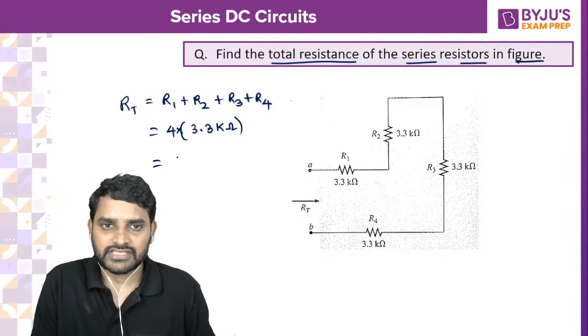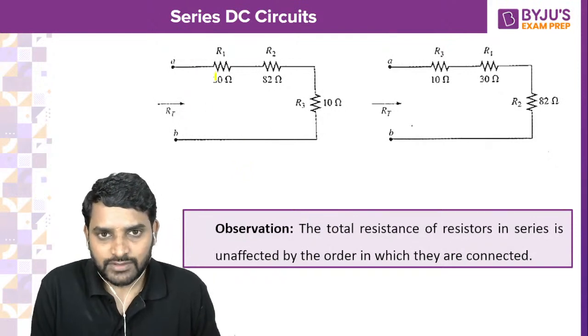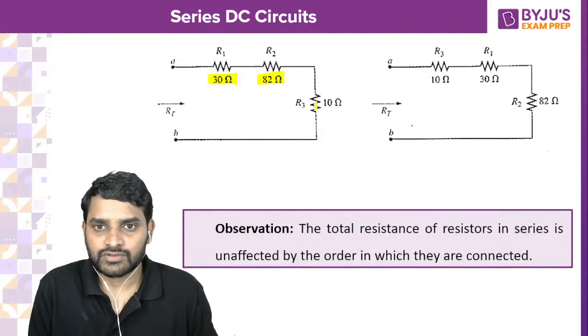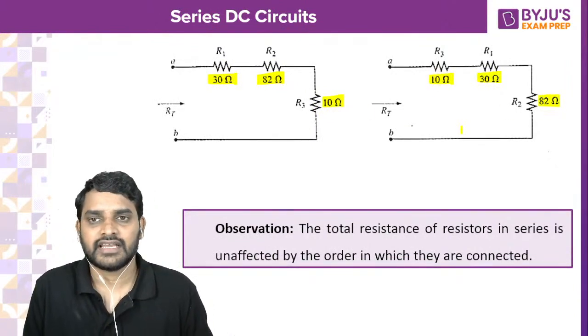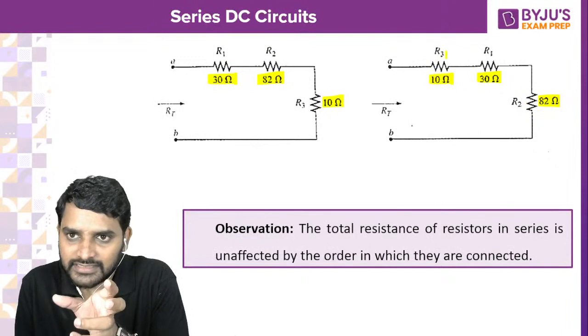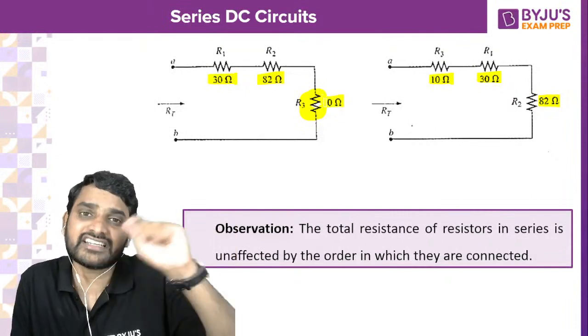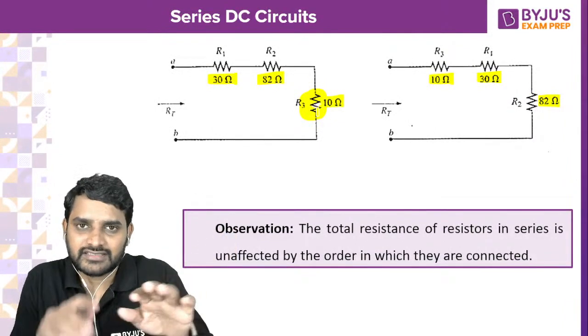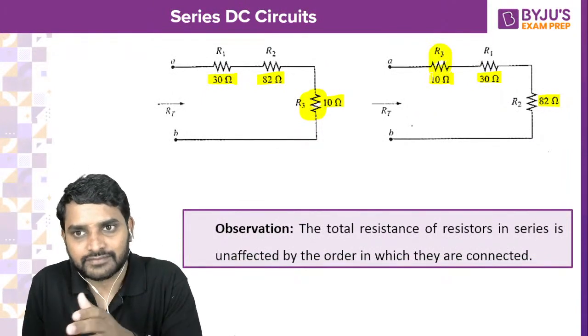All right. So this will be around 13.2 kilo ohms. Now here I wanted to tell you one point. Please see. In the first circuit R1 is 30 ohms, R2 is 82 ohms and R3 is 10 ohms. And in the second circuit, it is 10 ohms, 30 ohms, 82 ohms. What I did is simply interchange R3. In the first circuit it is at the end, but I have reordered, shuffled it, so instead of connecting at the end, I have connected it at the beginning.